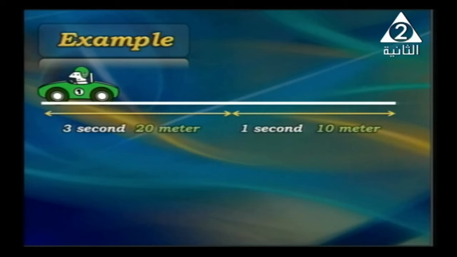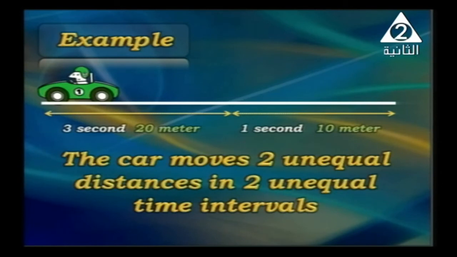It's irregular. It means what? In the first part, we have 10 divided by 1. It means 10 meter per second. And the second one is 20 divided by 3, or 20 divided by 2, or 20 divided by 4, so it is 5 meter per second, for example. So we have different speeds in different time intervals, must be different in one of them or in both of them. So here the car moves two unequal distances in two unequal time intervals. So this is an example of irregular speed or non-uniform speed.